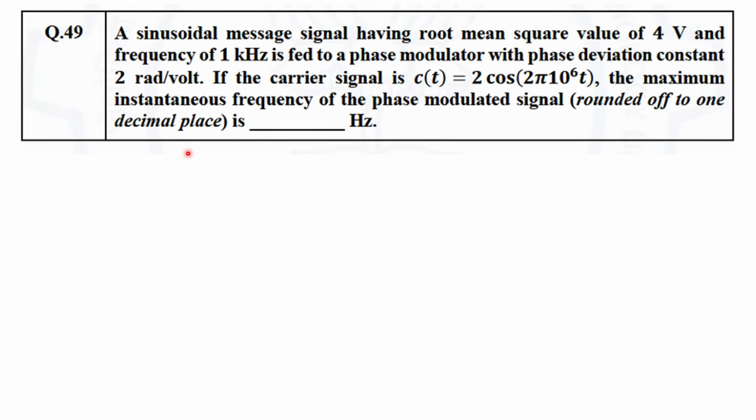Now, here is one question. A sinusoidal message signal having a root mean square value of 4 volt and a frequency of 1 kilohertz is fed to a phase modulator with phase deviation constant 2 radian per volt. If the carrier signal is c(t) equals 2 cos omega ct, the maximum instantaneous frequency of the phase modulated signal is. So in this question, they are asking for the maximum instantaneous frequency for the phase modulated signal. The question belongs to phase modulation, and the carrier is also given.